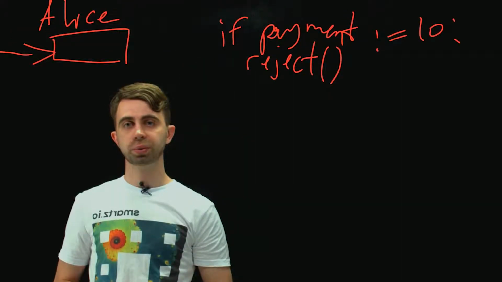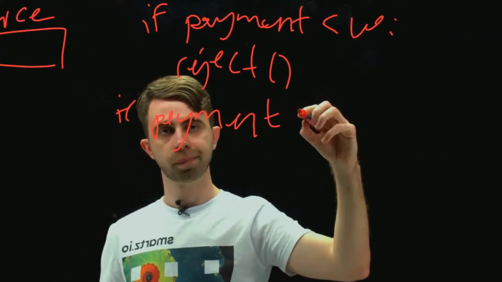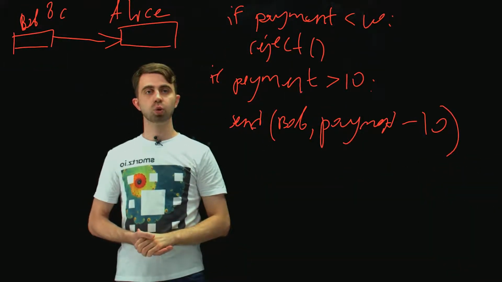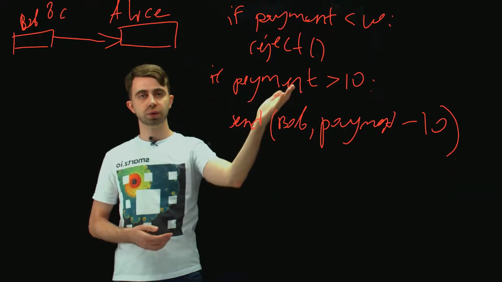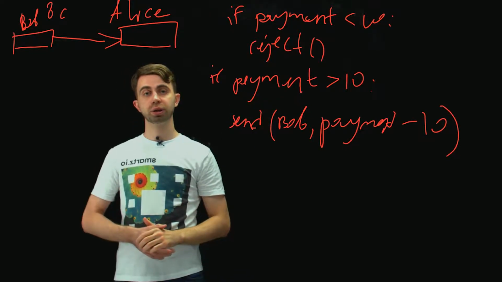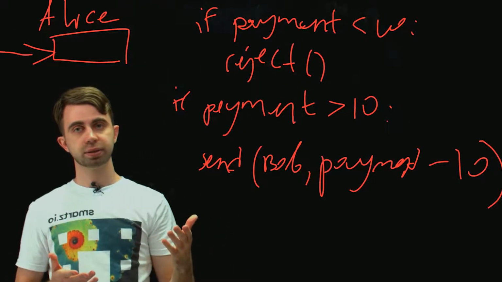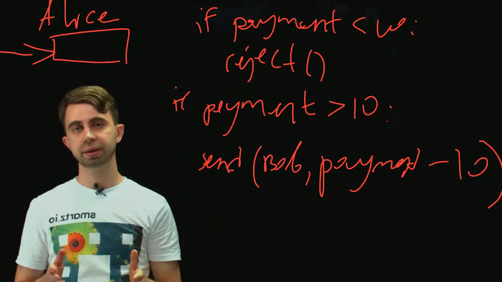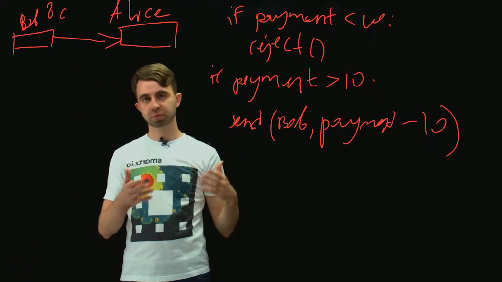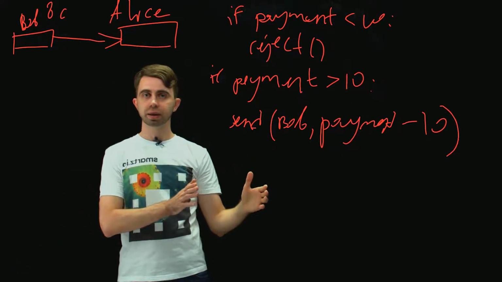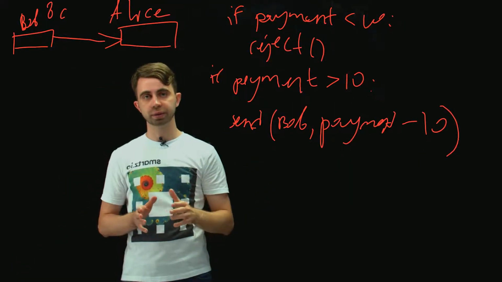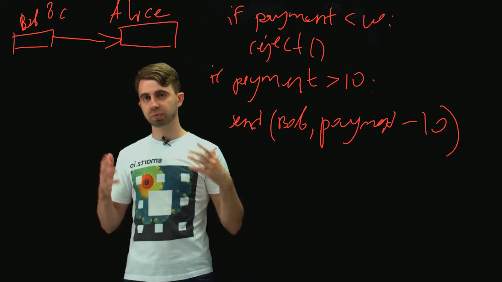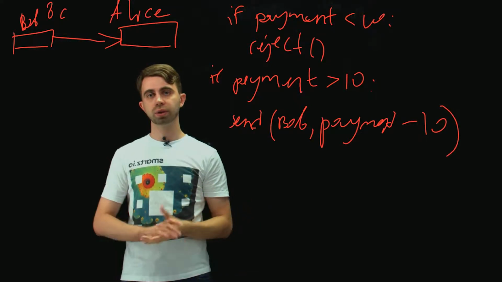Let's improve this code a bit. Here we are still rejecting small payments, and in case of a large payment we are returning change. We added some computations to our smart contract, and I should note that computations are performed on each node and can't be free. Otherwise, attackers could perform a DOS attack on a blockchain.